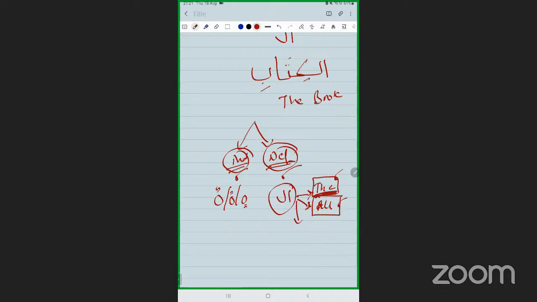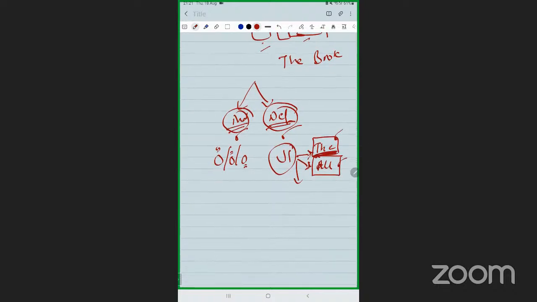Today we know that al has two meanings. ठीक है ना? But there is one mystery remaining. There is one mystery remaining.